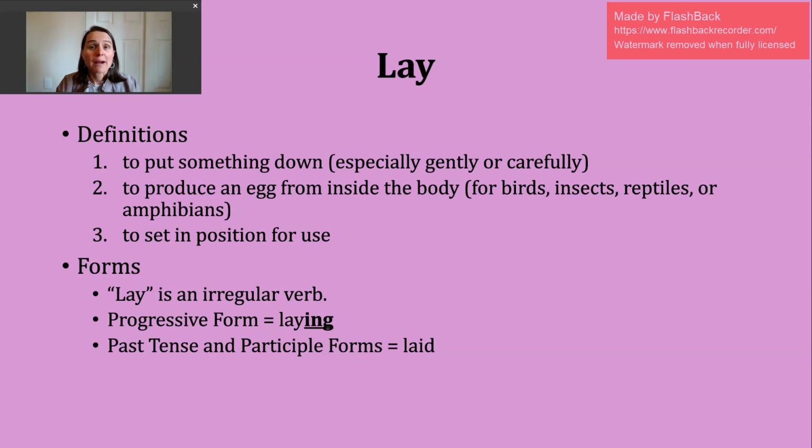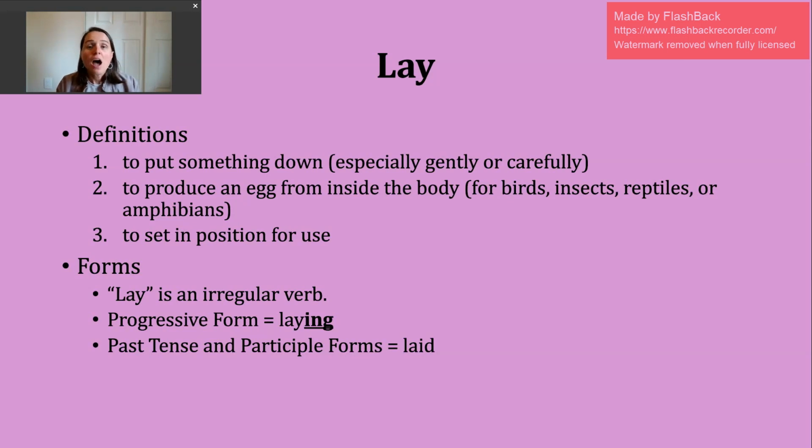A second way you might hear the verb lay used is to mean to produce an egg from inside the body. So, for this particular definition, we are talking about animals like birds, insects, reptiles, amphibians. This is how they reproduce their young. You might think of a chicken who lays eggs, right?